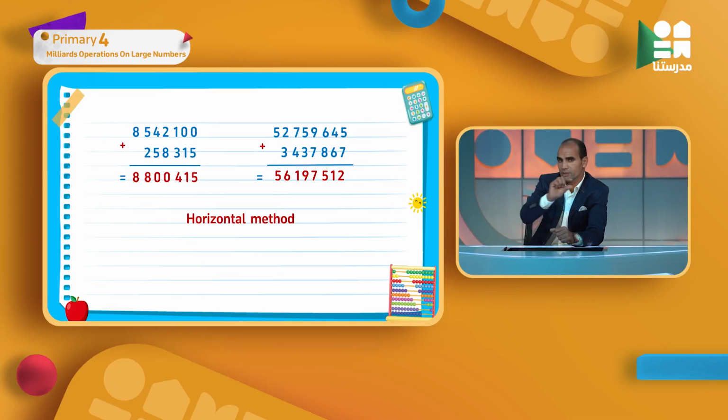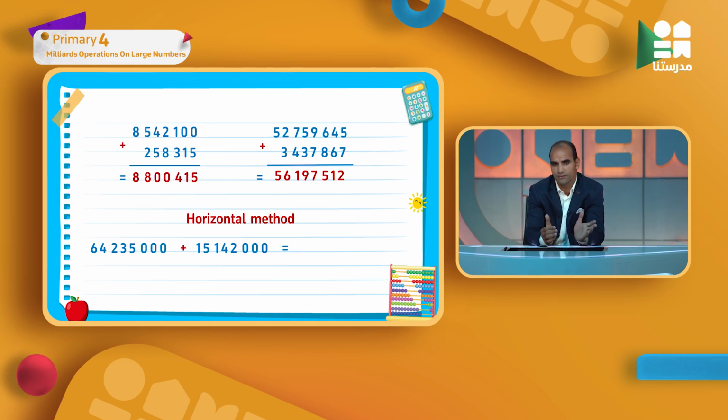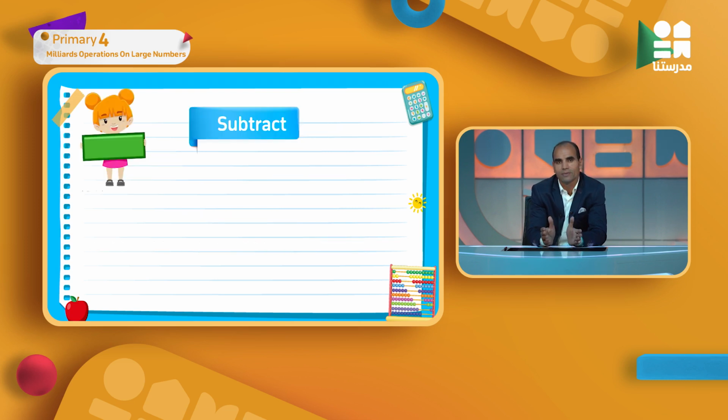خلاص؟ طيب, the horizontal method. Horizontal method اللي هي الطريقه الافقيه. How can we use the horizontal method to find the sum of two large numbers? We have here 64,235,000 plus 15,142,000. Of course, here the sum will be 79,377,000. Okay, now we will speak about subtraction.